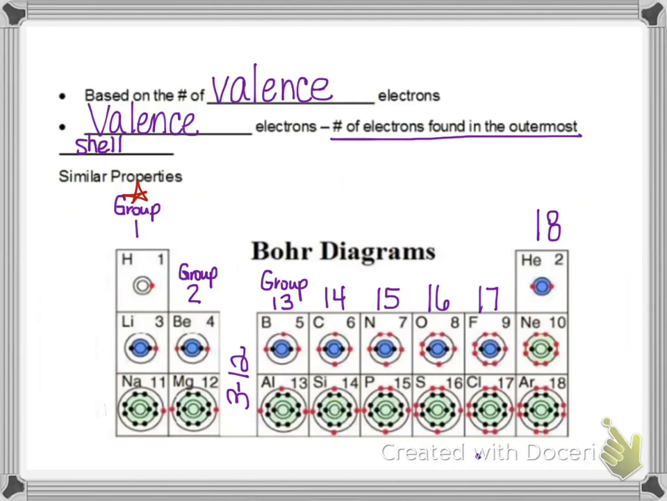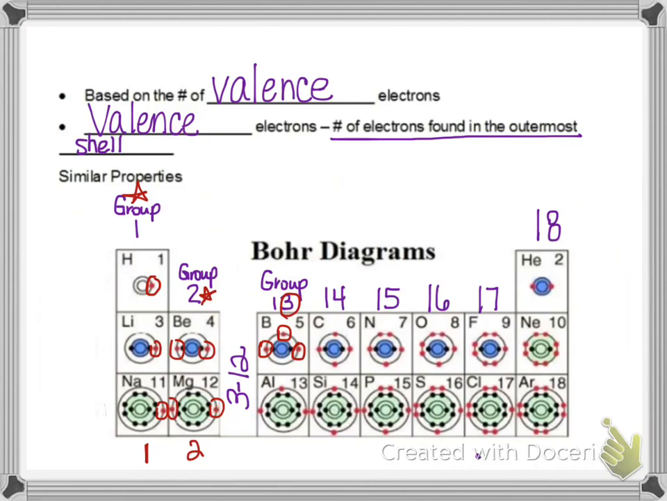Let's look at group 1 now. Do you see that I circled each one of these valence electrons, the outermost shell's electron? Each one of those in group 1 only has one valence electron. Let's look at group 2. Guess how many valence electrons those have? 2.